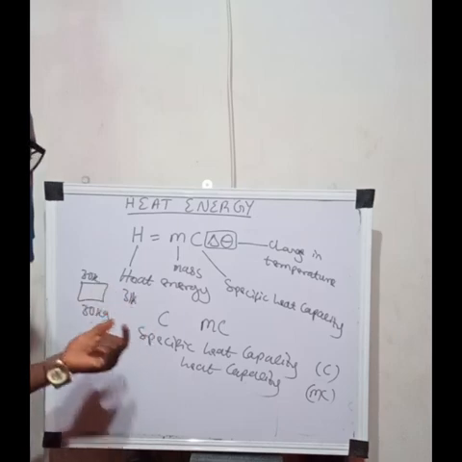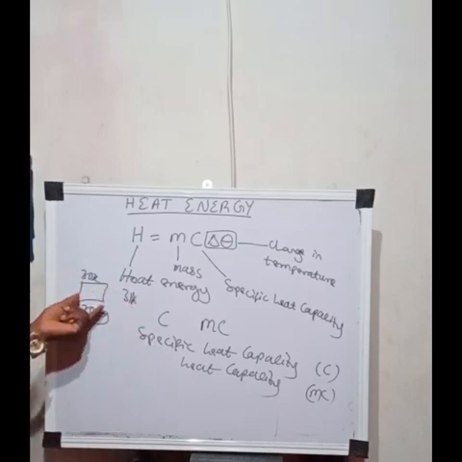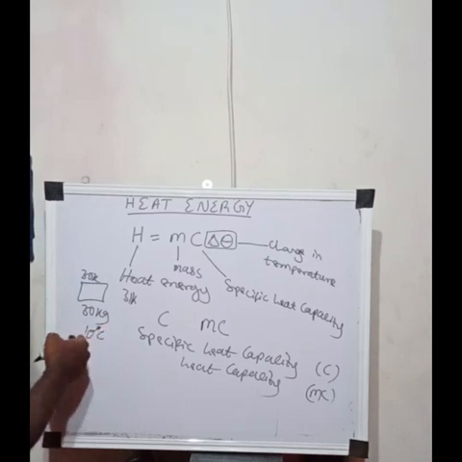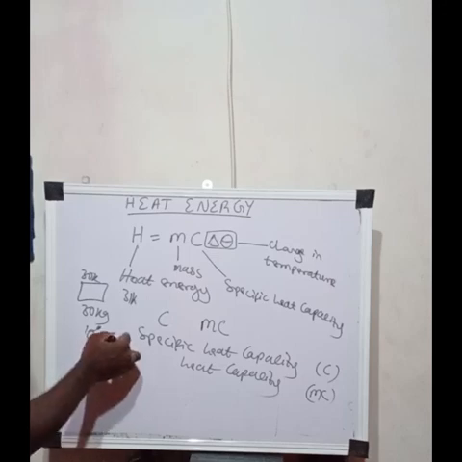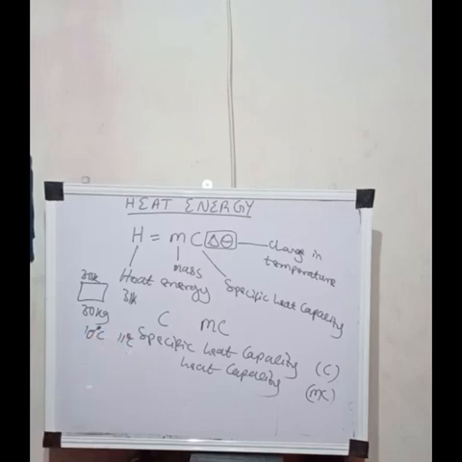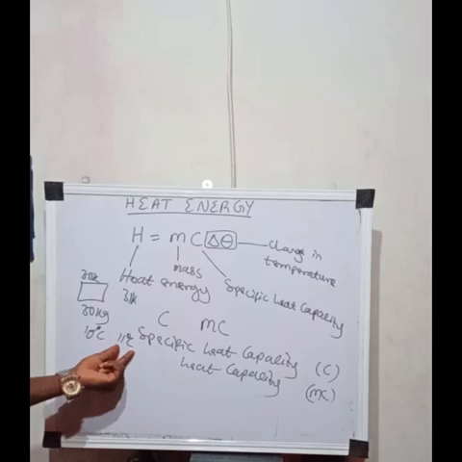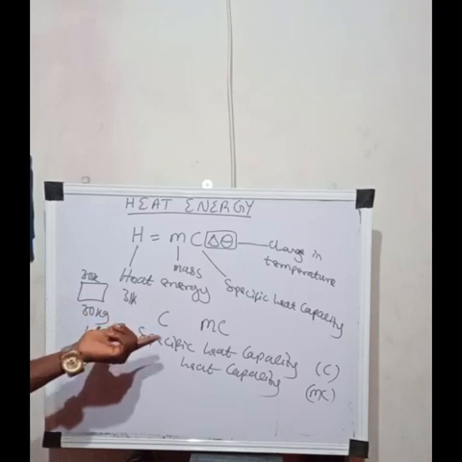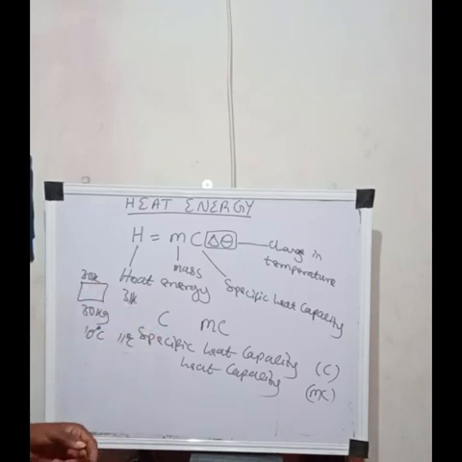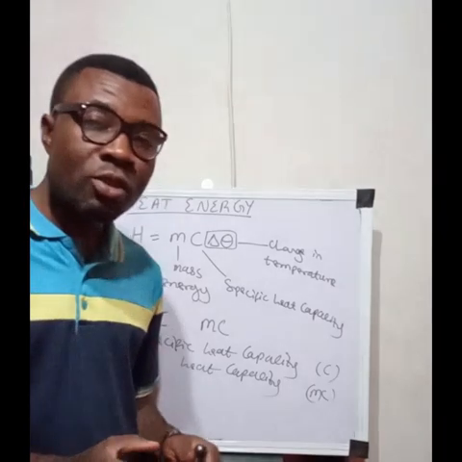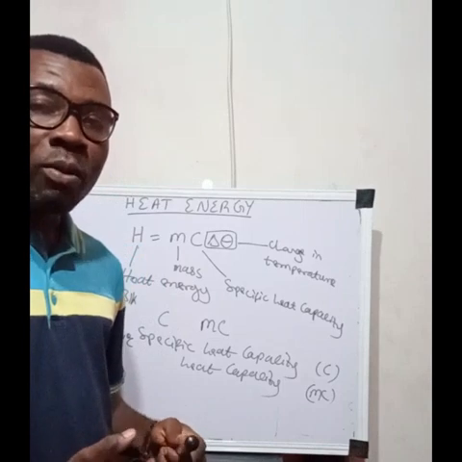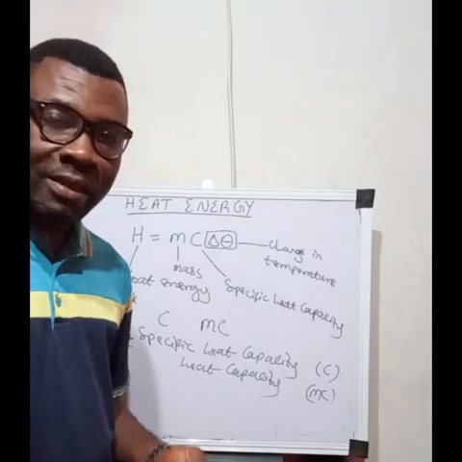It's the quantity of heat required to raise the temperature of a body by 1 Kelvin or 1 degree Celsius. If this is 10 degrees Celsius and it was raised from 10 to 11 degrees Celsius, the quantity of heat required to raise the temperature of this body from 10 degrees Celsius to 11 degrees Celsius is what you refer to as heat capacity. Or from 30 Kelvin to 31 Kelvin is what you refer to as heat capacity. So by definition, heat capacity is the quantity of heat required to raise the temperature of a body by 1 Kelvin or 1 degree Celsius.